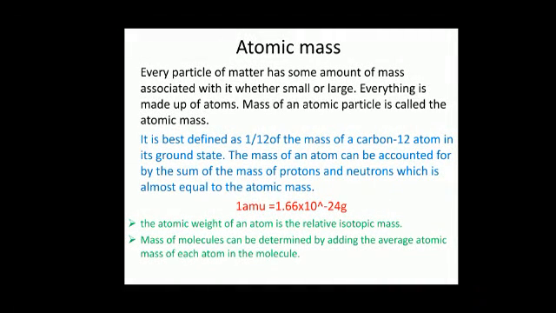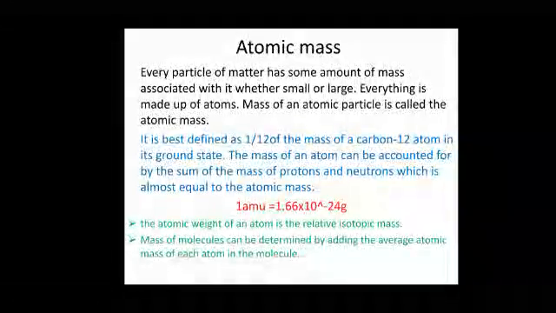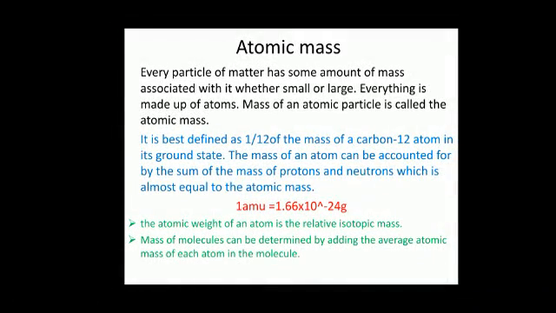The mass of an atom can be accounted for by the sum of the mass of protons and neutrons, which is almost equal to the atomic mass. One atomic mass unit or AMU is equal to 1.66 × 10^-24 gram. The atomic weight of an atom is the relative isotopic mass. Mass of molecules can be determined by adding the average atomic mass of each atom in the molecule.